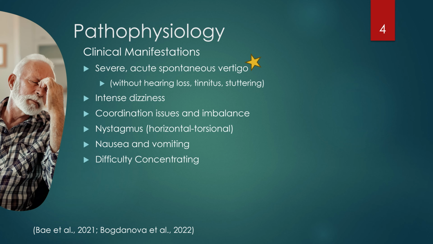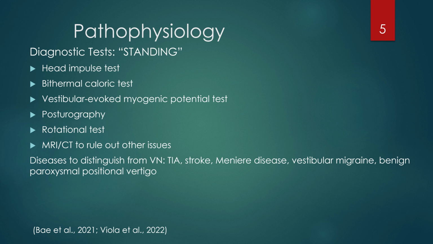Clinical manifestations which help diagnose include the abrupt rotational vertigo lasting longer than 24 hours, accompanied by nausea and vomiting in middle-aged adults without cochlear symptoms like hearing loss, tinnitus, and stuttering. When trying to remember all of the diagnostic testing used for VN, we try to use the STANDING acronym, which stands for distinguishing between spontaneous and positional nystagmus, the evaluation of the nystagmus direction, the head impulse test, and the evaluation of equilibrium. It's an acronym that can help us identify VN.